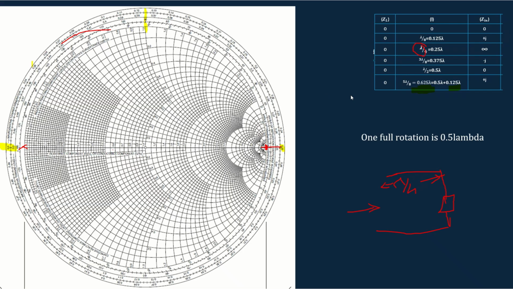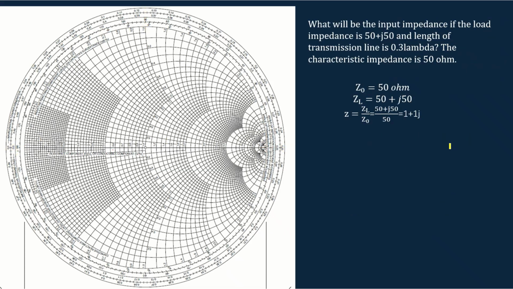So first we have considered a very simple case, ZL equal to 0. Now let's see what will happen if we consider a complex load impedance. So the question is, what will be the input impedance if the load impedance is 50 plus 50J and the length of the transmission line is 0.3 lambda? So you have to calculate the input impedance if the load impedance is complex, and the characteristic impedance is given as 50 ohm.